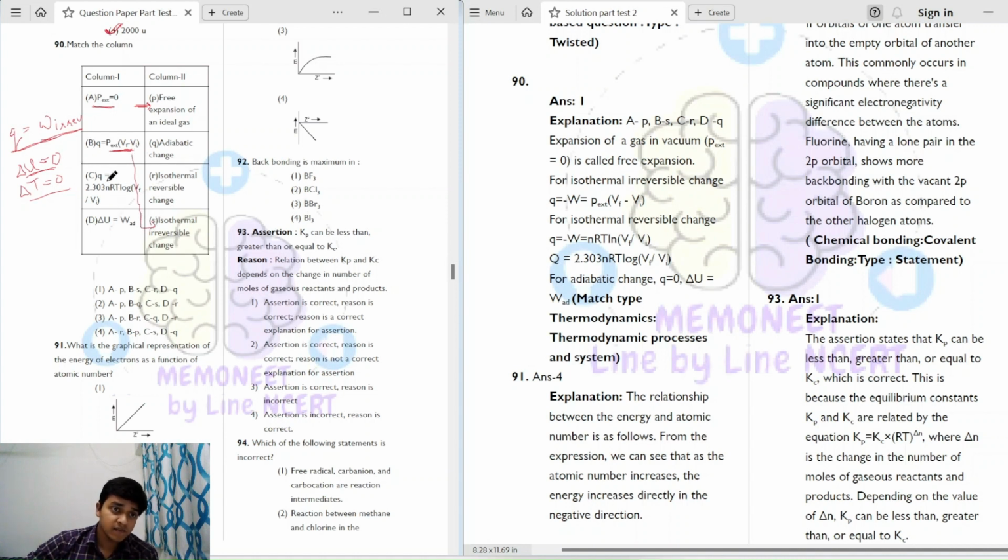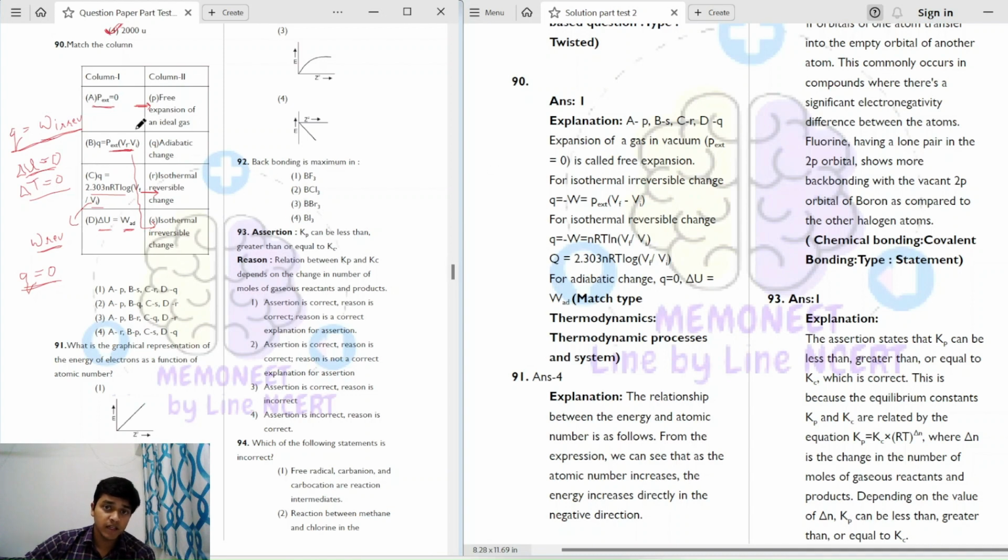Okay, in C we have Q is equal to 2.303 nRT log Vf by Vi. So this is the formula for a reversible work done, right? And this also means that we have an isothermal process, so C will be matched to Q, which is isothermal reversible change. And in the last process we have delta U is equal to work done. So when delta U is equal to work done, that means the heat change is 0. So when Q is 0, we have an adiabatic system, so D will be matched to Q.